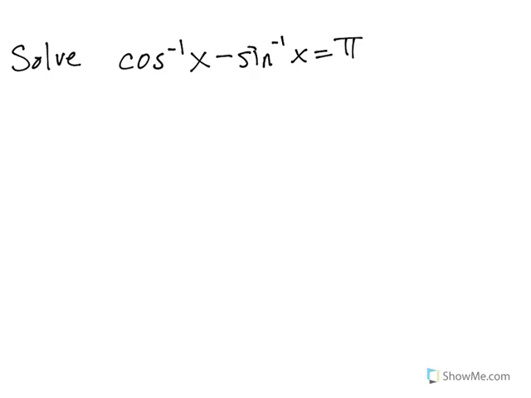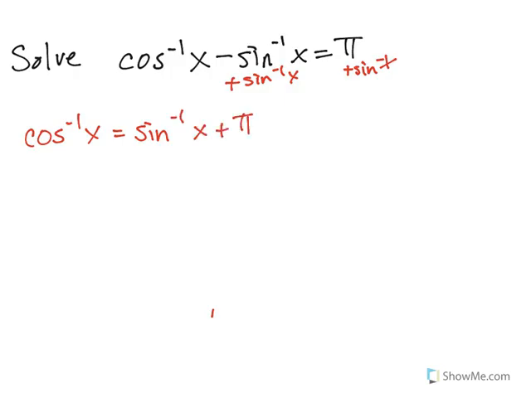Our first step is going to be to isolate a trig function. I want life to be as easy as possible, and I want things to be positive when possible. So we're going to add the inverse sine of x. So I'm going to have the inverse cosine of x equals the inverse sine of x plus pi.